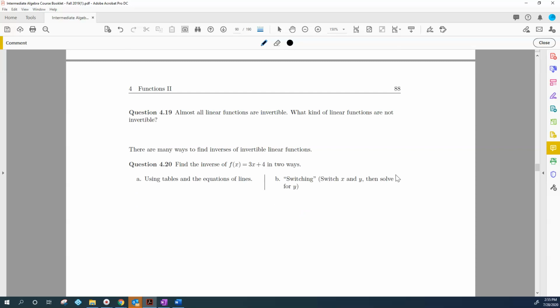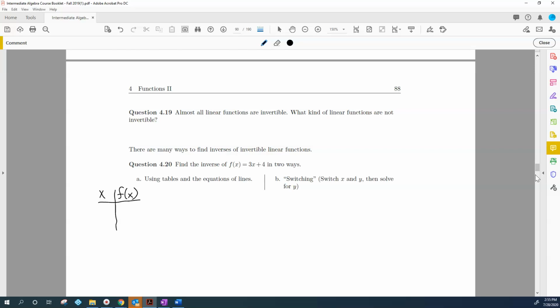Okay, so I'm going to look at this first one here. It says, find the inverse of f of x equals 3x plus 4 in two ways. Okay, so the first way is we're going to use tables. So what I want you to first do on this, I'm going to make a little table up over here. All right, and I'm going to have my x and my f of x.